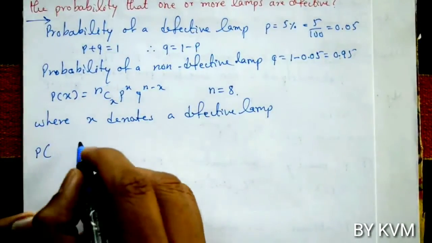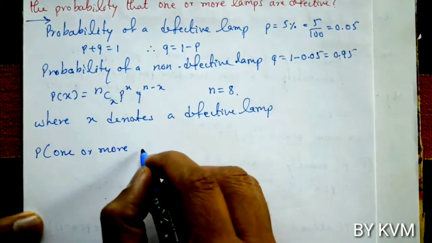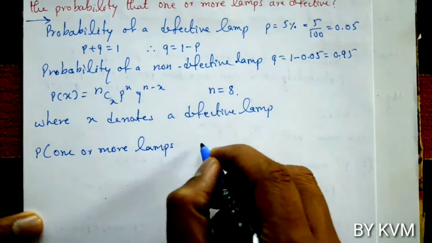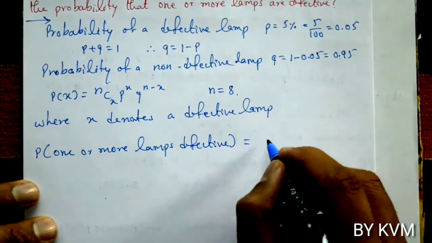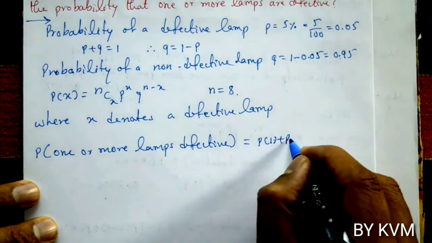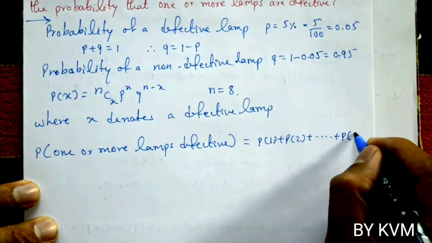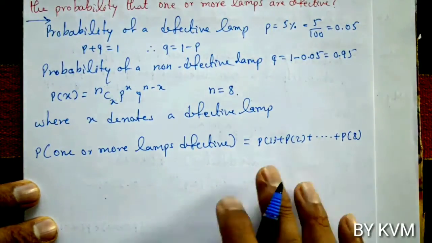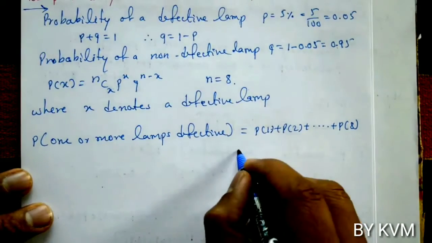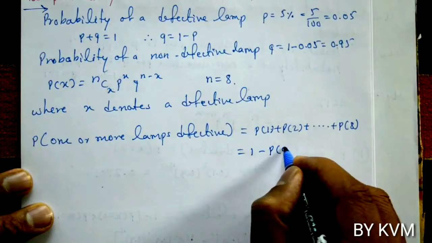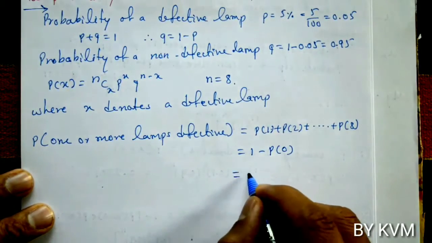Now we have to find the probability that one or more lamps are defective. So the probability of one or more lamps being defective equals probability of 1 plus probability of 2 up to probability of 8. If you calculate P of 1, P of 2 and up to P of 8, the calculation part will become very lengthy. So instead of that, we find its complement. So its complement is 1 minus probability of 0.